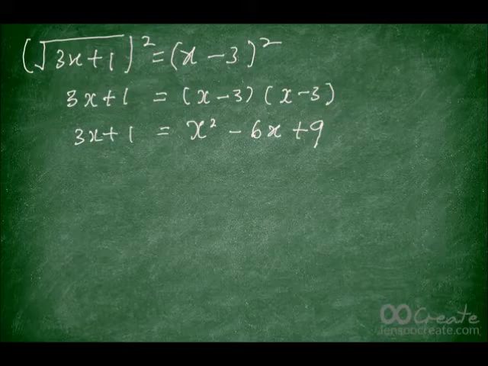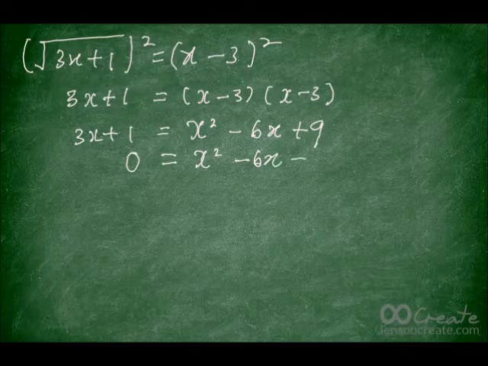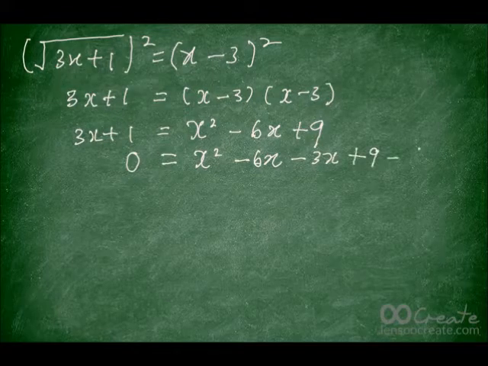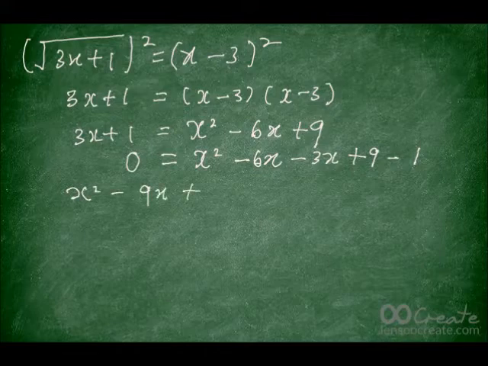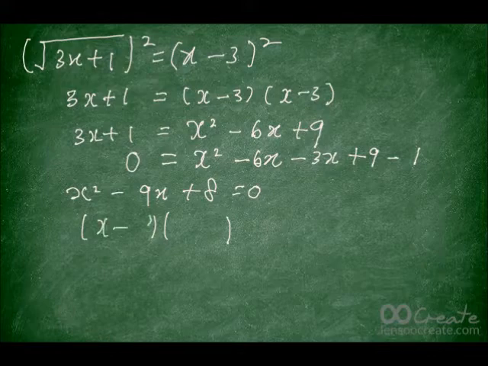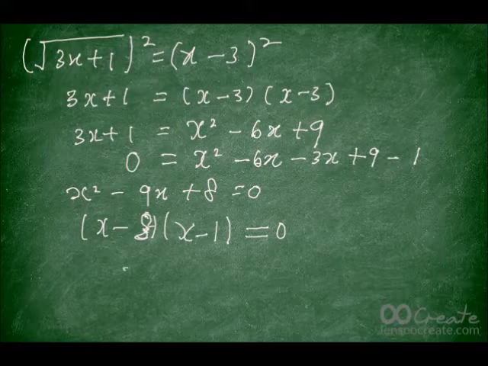Okay, now we will rearrange the equation to become 0 equal to x squared minus 6x minus 3x plus 9 minus 1. Okay, now we will solve this equation. x squared minus 9x plus 8 equal to 0. Okay, this is a quadratic equation. We will factorize this equation to become (x minus 8)(x minus 1) equal to 0. And finally, we'll get x equal to 8, x equal to 1.